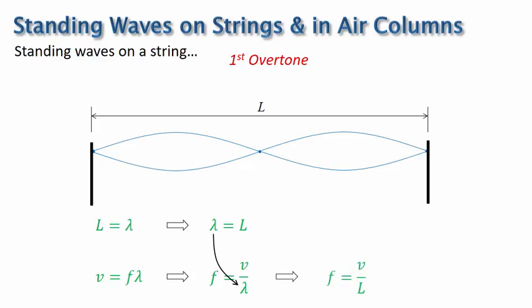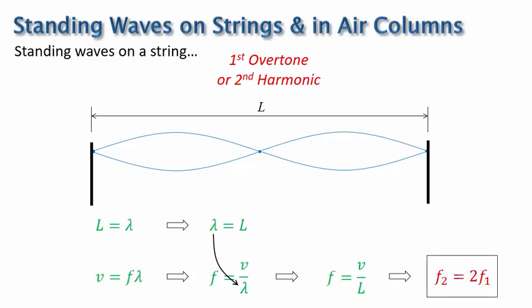Recall that the fundamental frequency was V over 2L, so the frequency of the first overtone is just twice the fundamental frequency. Because of this relationship, we call this frequency the second harmonic, and so we give the frequency a 2 subscript. Similarly, the wavelength is 1/2 the fundamental wavelength, and we likewise give it a 2 subscript. Now let's look at one more resonant frequency.